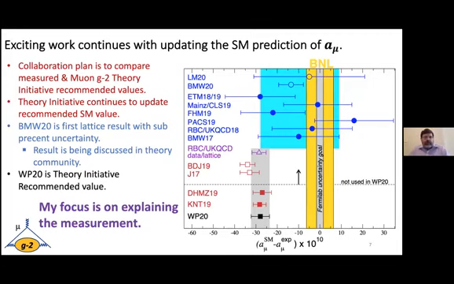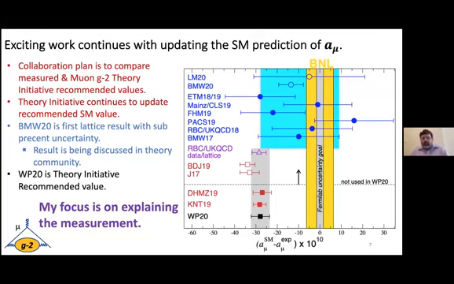Our collaboration's plan is to compare the measured values to the Muon G-2 theory initiative recommended values. This theory initiative is continuing to do updates for the recommended value. It's important to note that there's this recent BMW20 result. It's the first lattice result with a sub-percent uncertainty. And so if you look here at the G-2 theory initiative recommended value, you can see there's a bit of tension between the two of them. And so there's an ongoing discussion in the community to understand this difference.